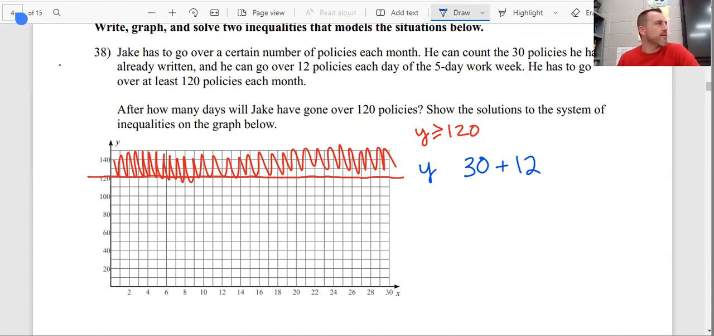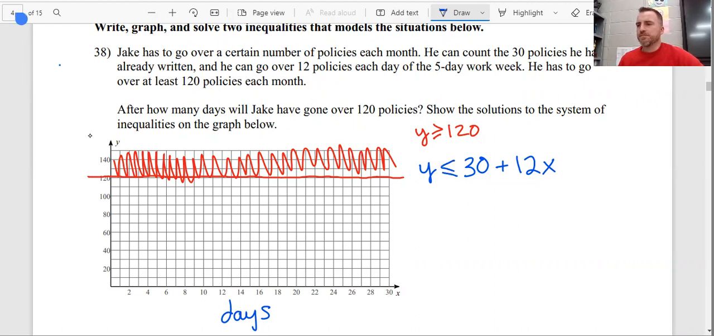He does that every day, so that's why there's an X here. The X represents the number of days that he has been working on policies. And if he does 12 every day for 5 days, that's 60 more policies. Okay, but 12 is the maximum that he could do. So the number of policies that he has could either equal this or it could be less than this. So that's what we're going to graph.